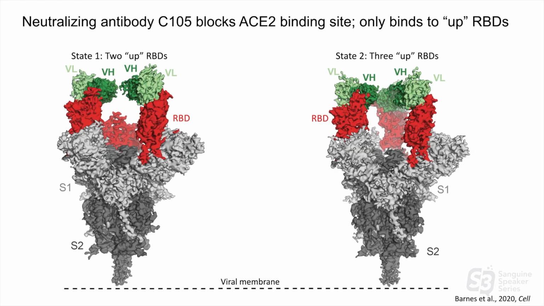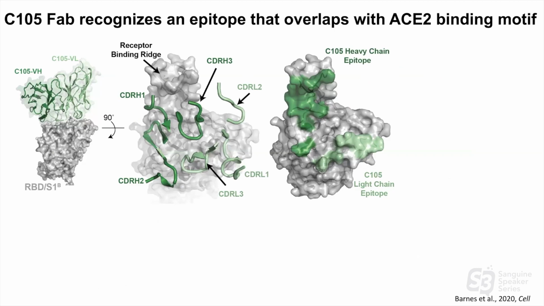So we characterized that particular epitope for C105. On the left, you see just the RBD in the gray space filling representation. And then you see the variable heavy and variable light chains of C105 bound to it. And now the RBD has been rotated so you can see the actual epitope, and mapped upon the RBD are the complementarity determining regions for that antibody. And then to the right of that, you can see in space filling representation where those complementarity determining regions actually have the most contact with the RBD.